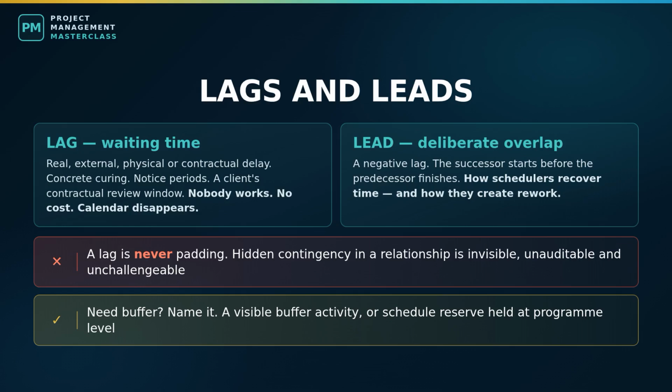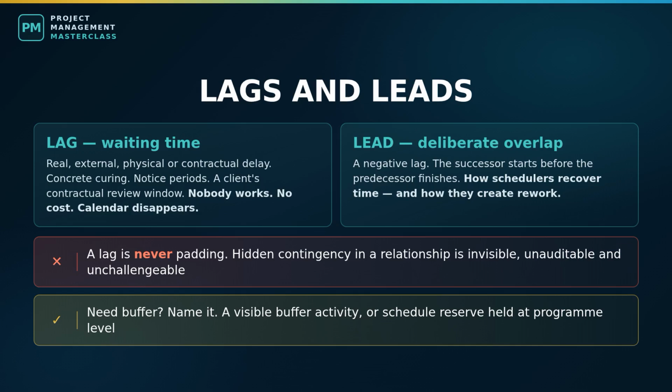The lag is invisible in most default views. It is not attached to any activity, so it never appears in a duration report, and nobody can challenge it because nobody can find it. If you need contingency, put it in the open as a buffer activity with a name, or hold it as schedule reserve at the program level. A schedule you cannot audit is a schedule nobody should trust.